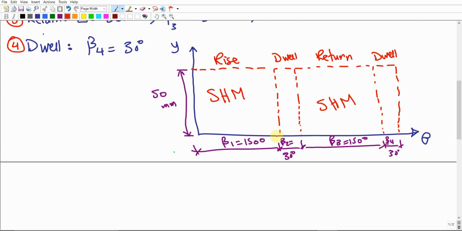So this is a tentative shape of the displacement diagram, and the objective now is just to generate this displacement diagram graphically. Then from the displacement diagram, we're gonna start generating the cam profile. Make sense? And this is what we are going to do.